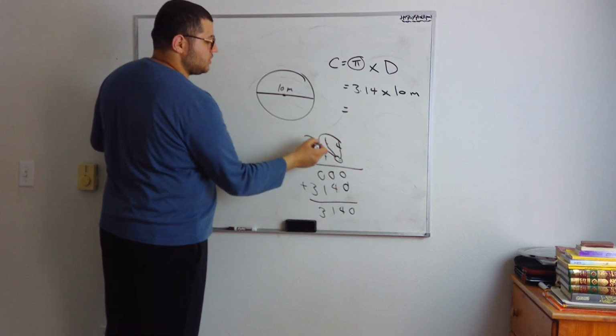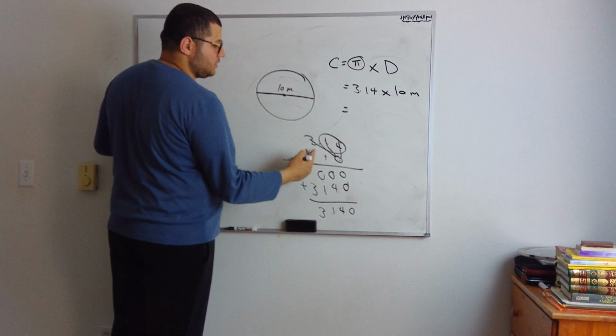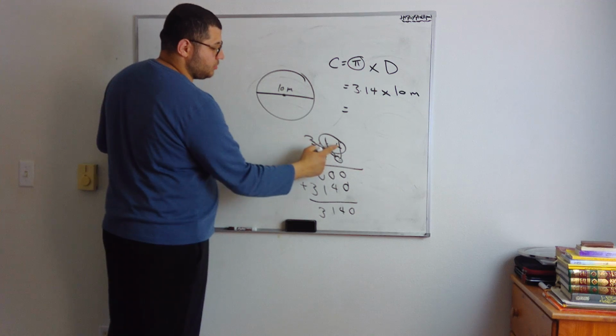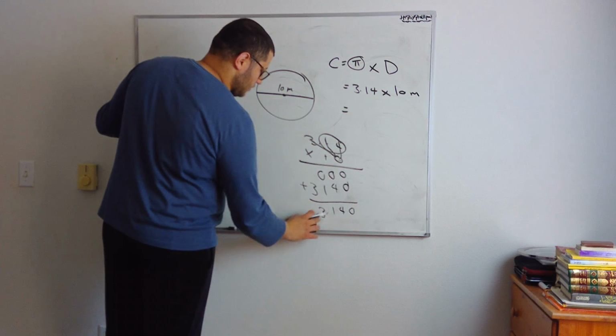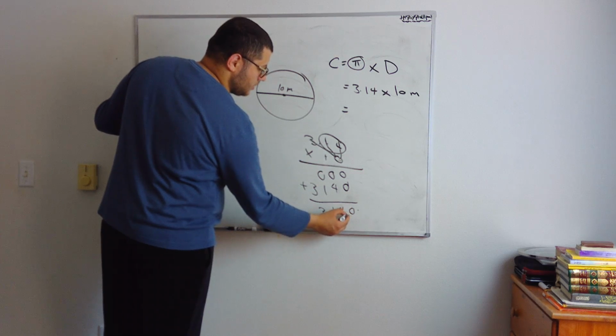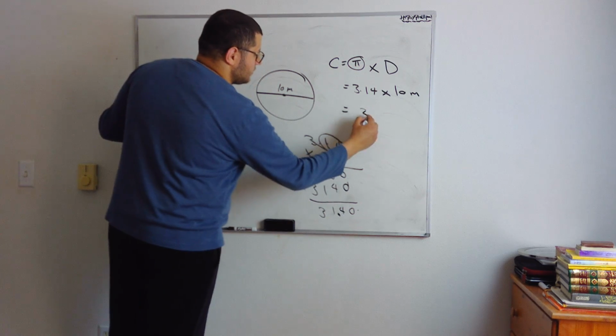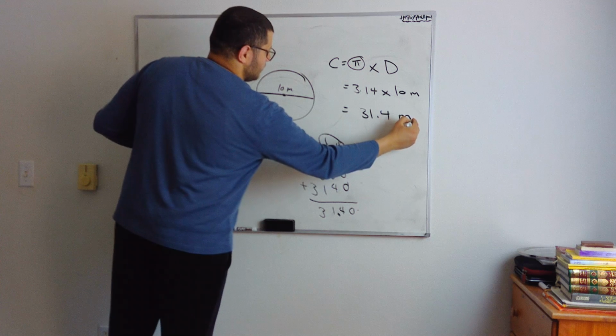How many decimals here? There's only one decimal number, the 3.14, and there are two digits after the decimal. So we only have to shift 2 times. 1, 2, so the decimal goes here. So the answer is 31.4 meters.